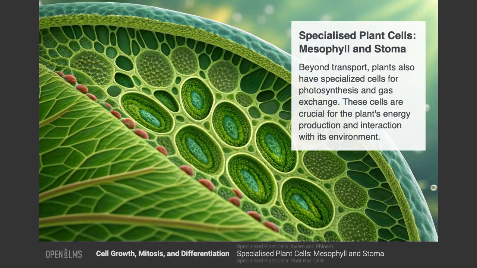Specialized plant cells, mesophyll and stoma. Beyond transport, plants also have specialized cells for photosynthesis and gas exchange. These cells are crucial for the plant's energy production and interaction with its environment.